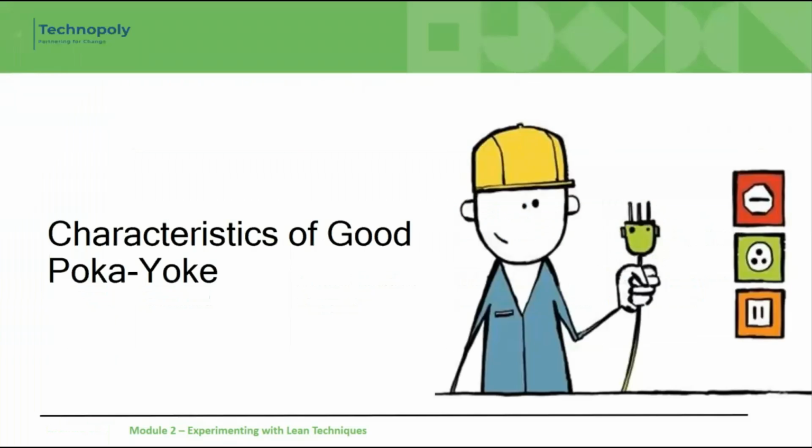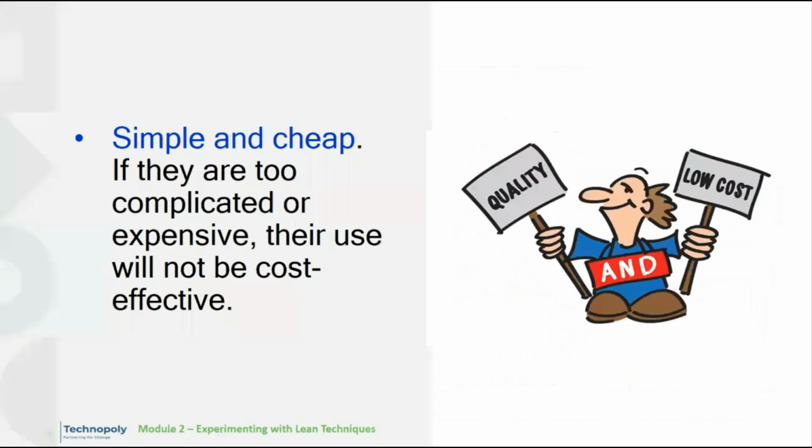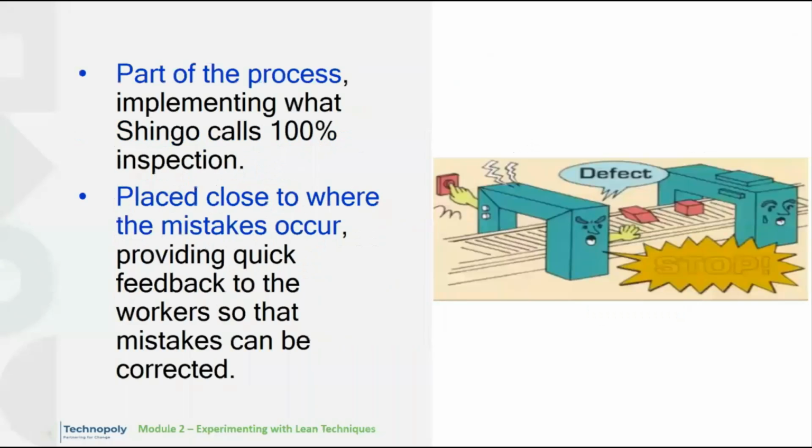Here are the characteristics of a good poka-yoke. It is simple and cheap, meaning if they are too complicated or expensive, their use will not be cost effective. Also, it is part of the process, implementing what Shingo calls 100% inspection, and it is placed close to where the mistakes occur, providing quick feedback to the worker so that mistakes can be corrected.